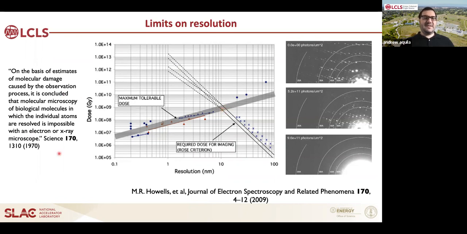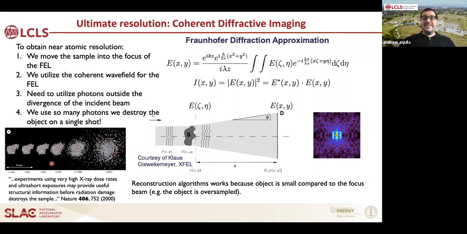Now, this paper was interesting because it highlighted that electrons can do a little bit better, mostly because electron scattering is stronger than X-rays. And they also had an interesting caveat, even in the 70s, saying if you could dose within the vibrational period, you might be able to get around this. So you dose your sample really fast with a lot of X-rays. And sure enough, this is what we're planning on doing, and we've done in the past.